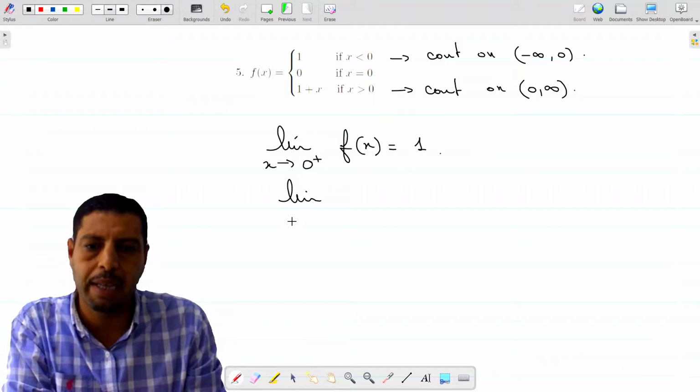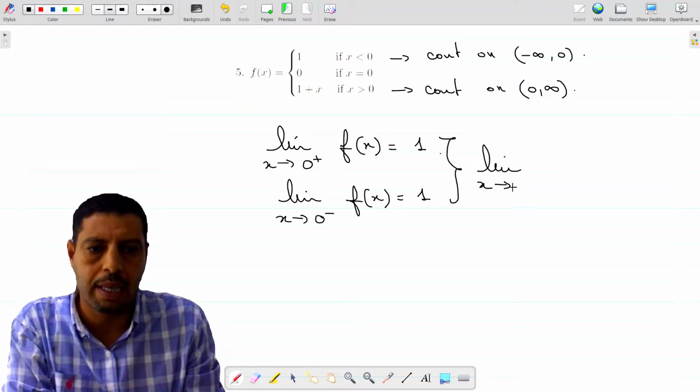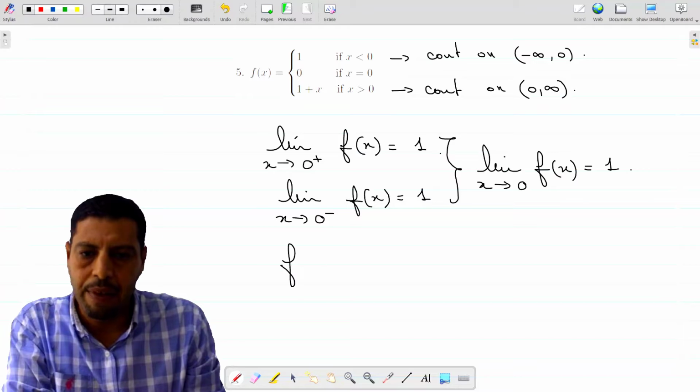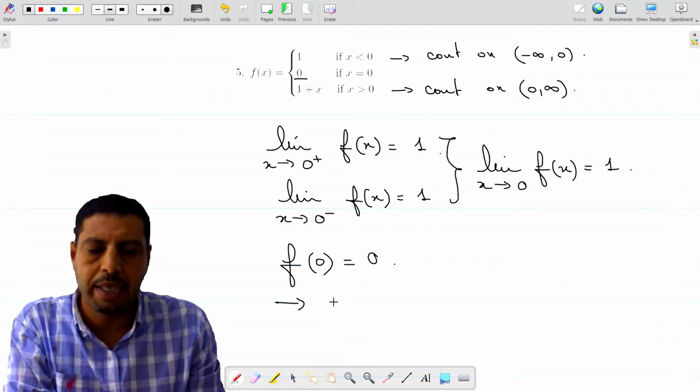The limit as x approaches 0 from the left is given by the first expression, which is constant, so it's 1. Therefore, the limit as x approaches 0 is 1. Now, let's check f of 0. But f of 0 is given by the second expression, which is 0. So f of 0 is 0, guys. You have the limit, which is equal to 1, and the value of the function, which is equal to 0. So what happens here? The function is not continuous at 0.